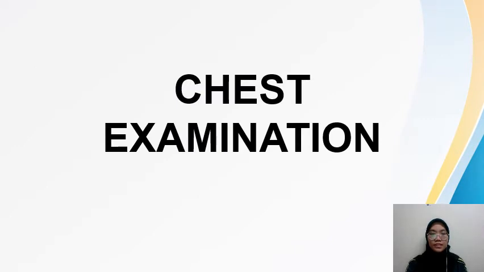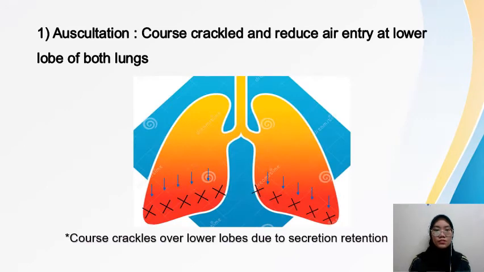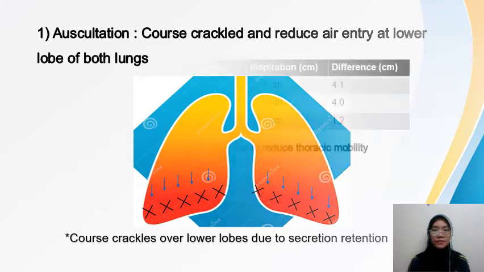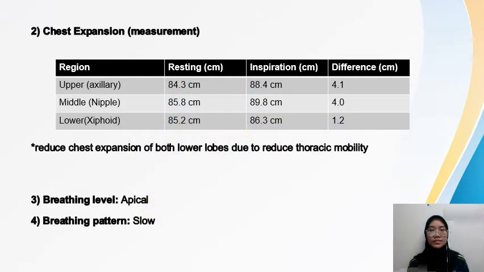Next, for chest examination, the first one is auscultation. There are crackles and reduced air entry at the lower lobe of both lungs, which is due to secretion retention. Next, for the chest expansion using measurement, from the chest measurement above, we can see that the patient has reduced chest expansion at the lower region due to reduced thoracic mobility.